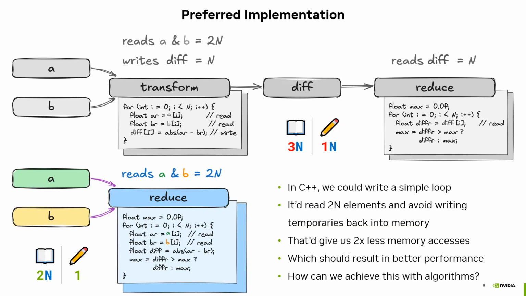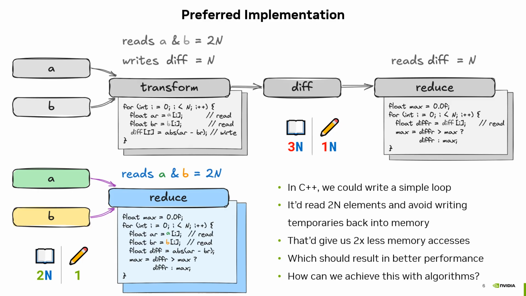To make this more efficient, we can rewrite the logic using a single reduction loop. Instead of computing all the absolute differences ahead of time, we can calculate them on the fly as we iterate through the elements of A and B and immediately compare each result to the current maximum. This approach only reads 2n elements, each element of A and B once, and avoids any extra memory allocations. Since it cuts memory accesses in half, we'd expect a noticeable performance gain.